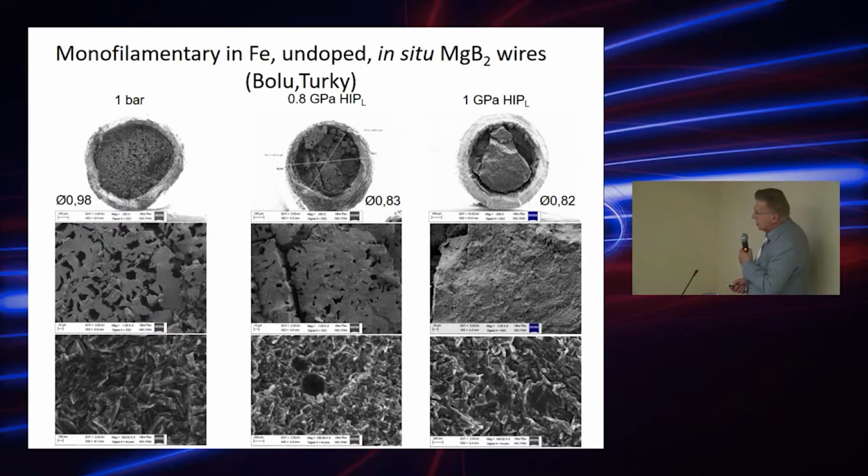After HIPing, just annealing at 1 bar, and at 0.8 gigapascal, which is 8,000 bars, it is already like this, and you see the difference of the structure. And at 1 gigapascal also the diameter of the wire is much lower, and the structure is like this. So it means there are less and less voids.